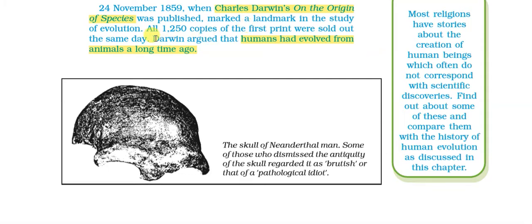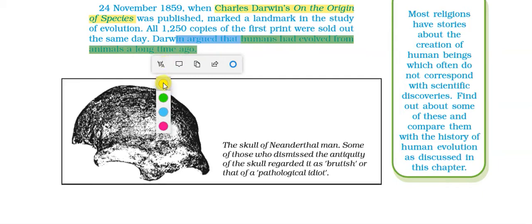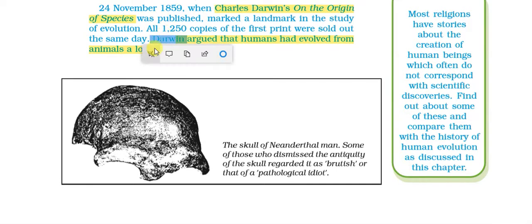He has argued that humans have evolved from animals a long time ago. So we are evolved from animals. This is the view of Darwin. Very, very important and very uncommon for that era. People again could not accept it. Darwin was criticized for writing such a thing.